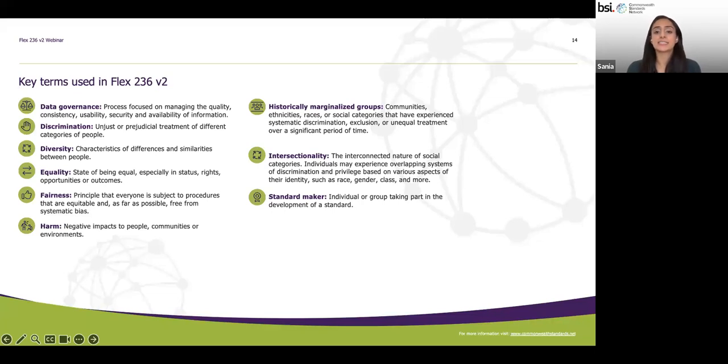Intersectionality refers to the interconnected nature of social categories. So the concept here is that individuals may experience overlapping systems of discrimination or privilege based on various aspects of their identity, so race, gender, class, etc. And then the standards maker refers to individuals or groups that are taking part in the development of a standard.